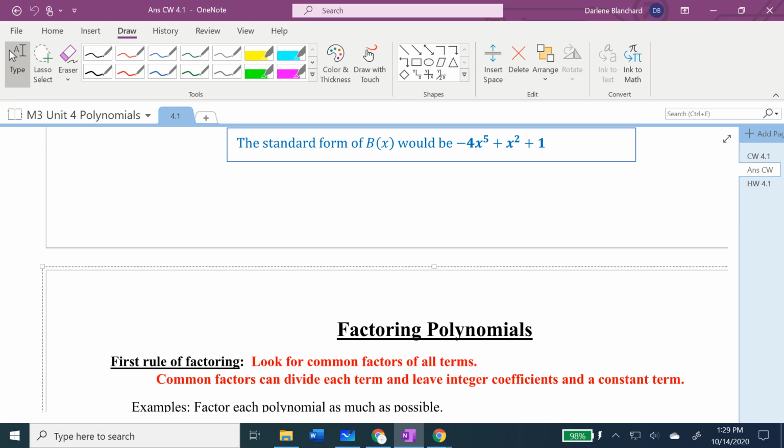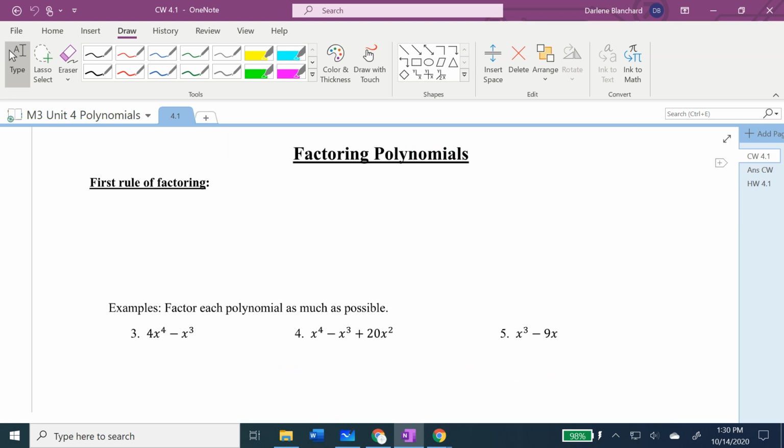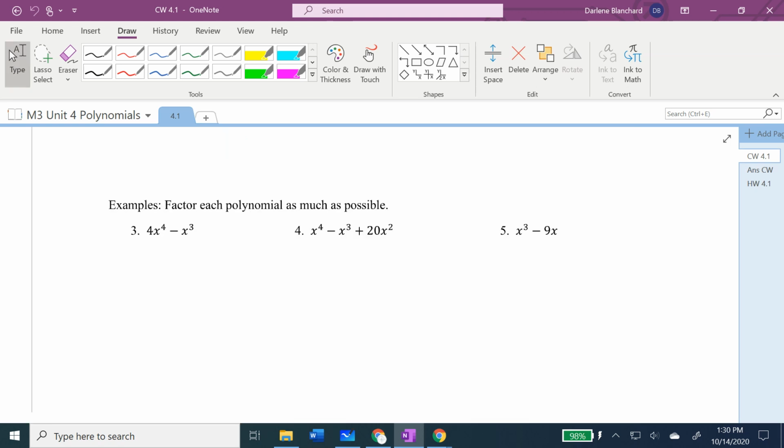Anyway, first rule of factoring. You are looking for common factors of all terms, things that will divide everybody. So I'm going to come back over here and let's start factoring.